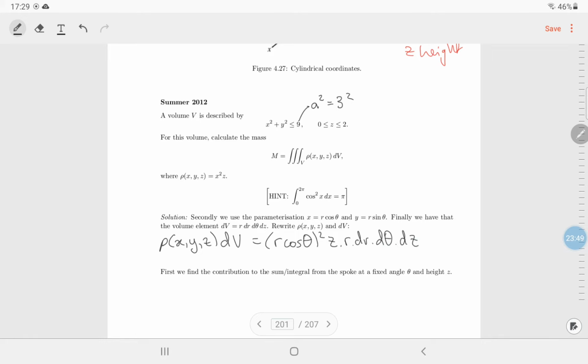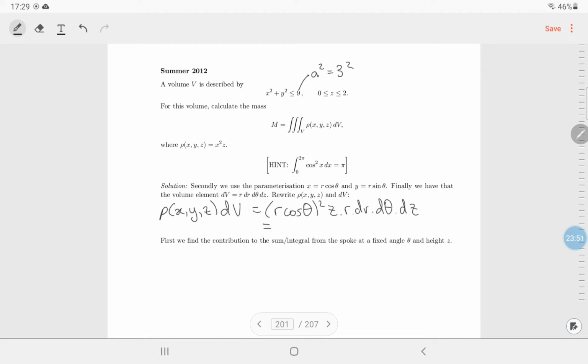Now we can tidy this up a little bit actually, because (r cos theta) all squared is r cos theta by r cos theta. The r by r gives us r squared, and there's another r there, so you get r cubed, and then the cos by cos gives us cos squared theta, by z, by dr, by d theta, by dz.